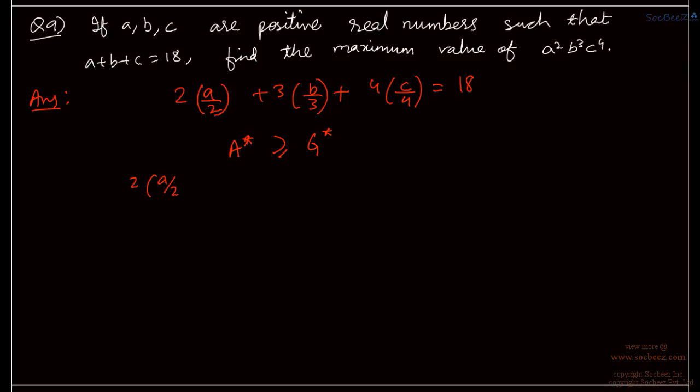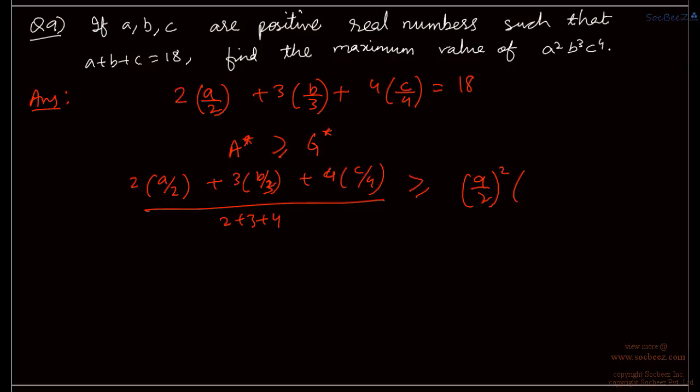So I have 2 into a by 2 plus 3 into b by 3 plus 4 into c by 4, divided by 2 plus 3 plus 4, that is greater than or equal to (a by 2) squared, (b by 3) cube, (c by 4) to the power 4, the whole raised to 1 by (2 plus 3 plus 4), which is 9. Now let us look at the left hand side. This is nothing but actually the given condition, a plus b plus c equal to 18. This is 18, the denominator I have 9, that is greater than or equal to.